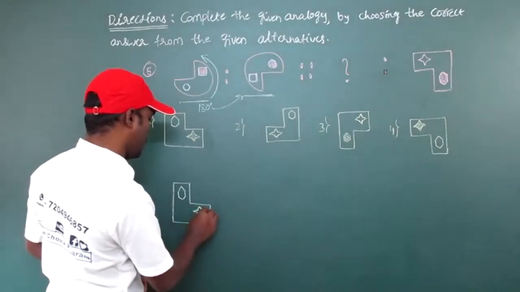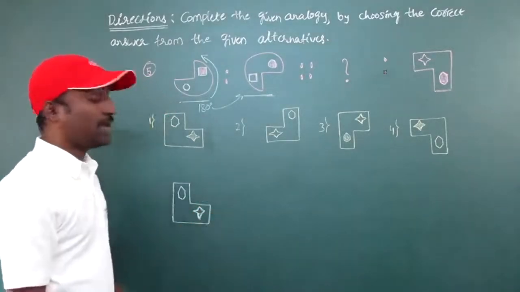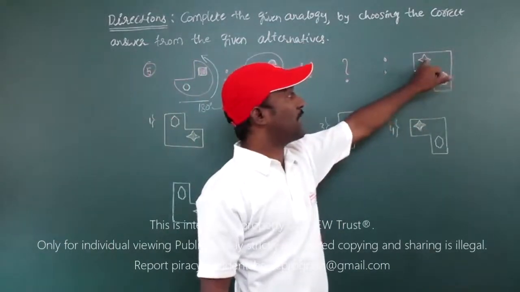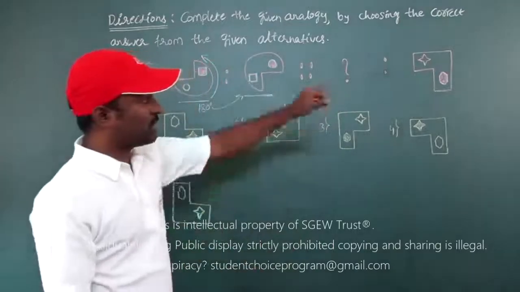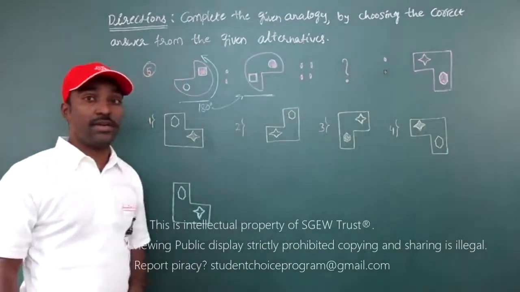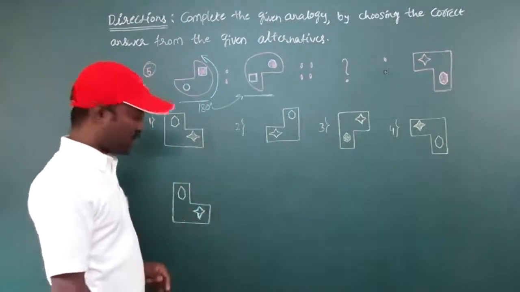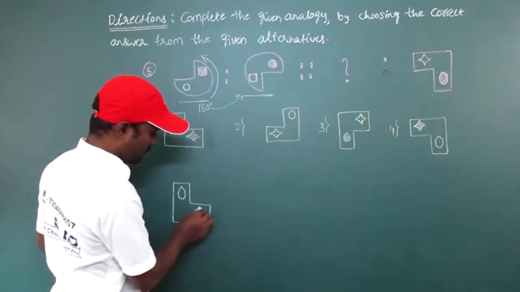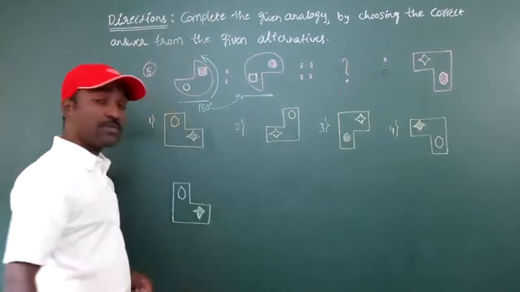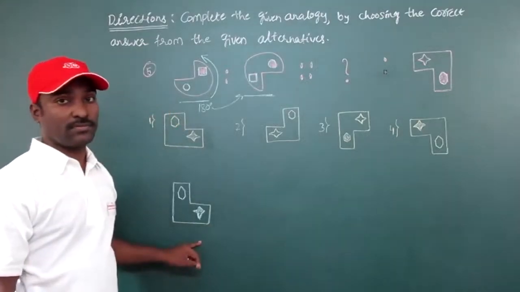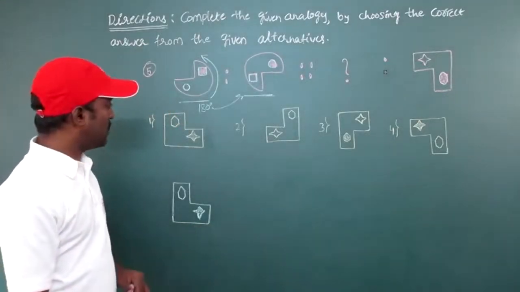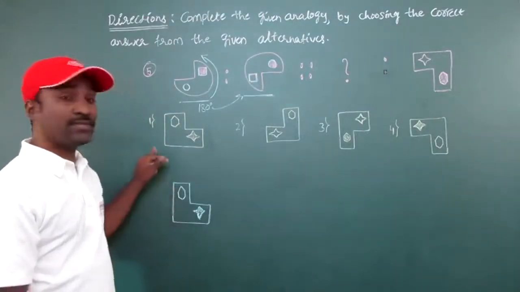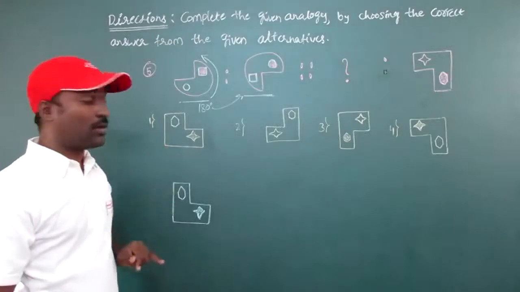You will get a similar figure like this. And next you have to interchange the colored portion with the blank. In the previous figure I am having the colored portion in the hexagon. Now I have to make it blank. So this is blank, and now I have to fill color here. So this will be my missing figure. Okay. Now which option is matching with this figure? It is the first option. So the first option is the right option.